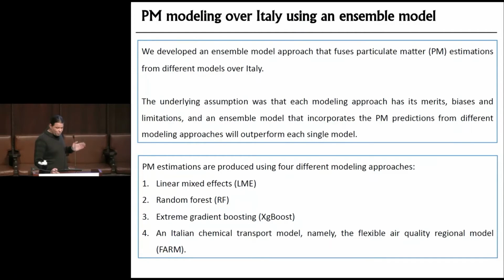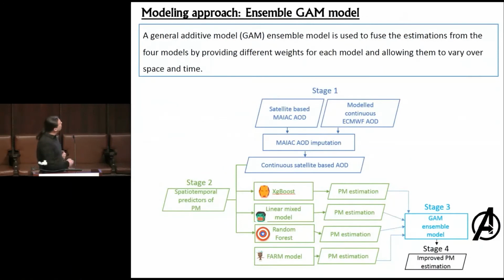We took a look at 4 different models: a linear mixed model approach, a random forest approach, a gradient boosting approach, and a CTM, a chemical transport model approach. And we put them inside the model. We went through very rigorous validation, running each model 10 times, over 80% of the data, taking 10% off for training and 10% off for validation.